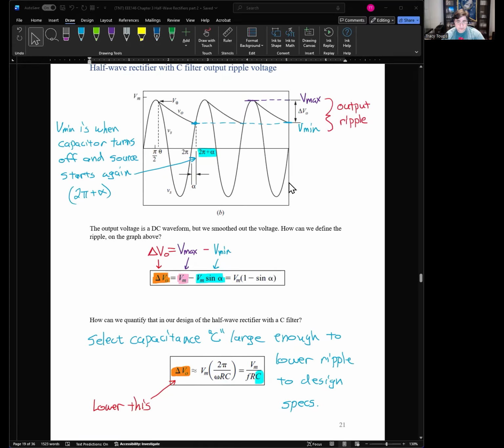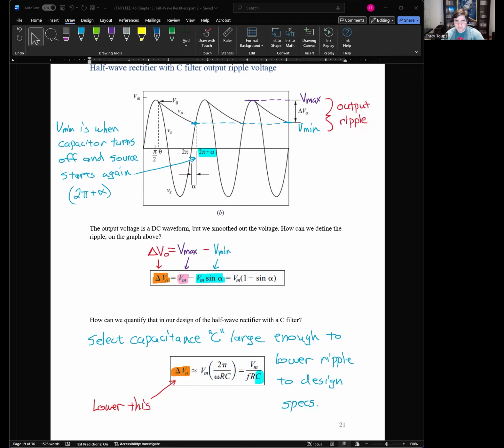So this output ripple does two things. It sets the maximum peak voltage for your diode, and it's going to help us figure out the capacitor as well. So we now have this delta V out. We could then take it over here and calculate capacitance. So how can we quantify that in our design?